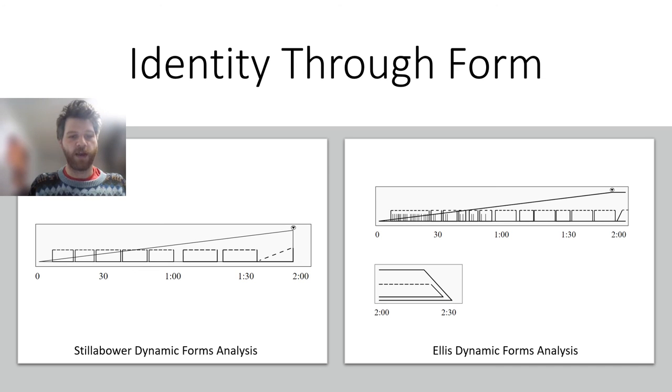Within Stillabower's dynamic form, his macrodynamic form, we can see 7 static gestures. And they're static because they're not being directed towards a future point in time, whereas the final gesture isn't static because there's that increase in amplitude from mezzo forte to double forte. And Ellis's dynamic form is very similar. The main difference is that at 2 minutes, the macro form becomes a static gesture as well. It flattens out and then descends, decrescendos, and becomes a backward-oriented gesture. And this is called a fully differentiated dynamic form.